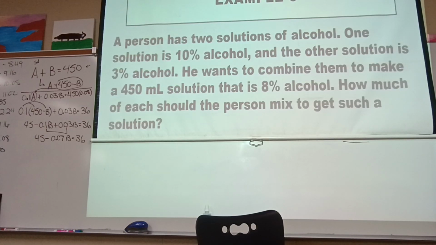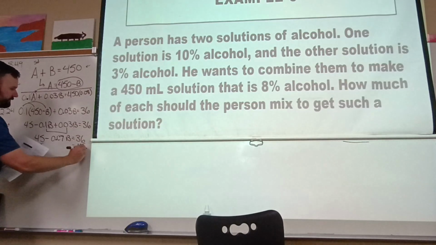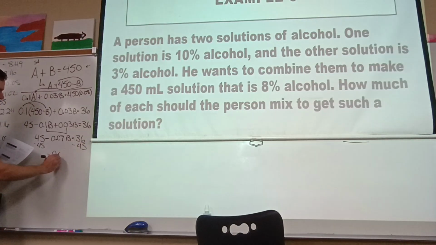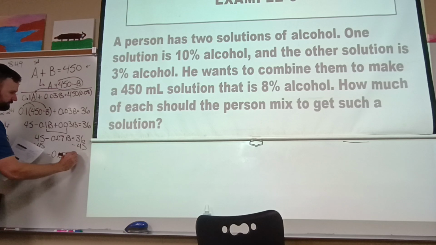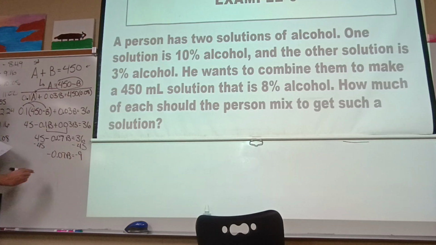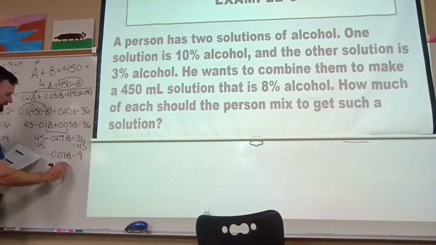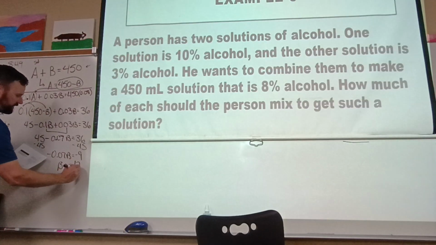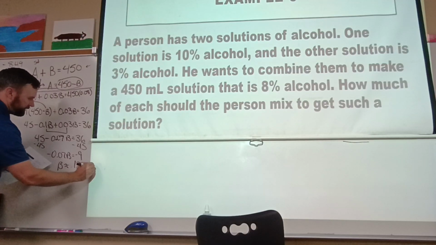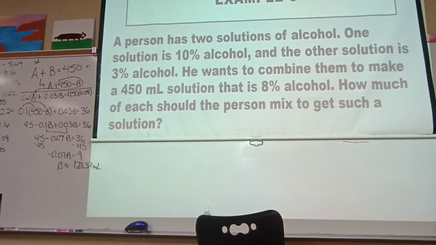I write all this stuff down before I do it, and then I just, because when I subtract this, it becomes negative. Divide by negative 0.07, I get B is approximately 128.57 milliliters. I put approximately because you do have to round. It's scary stuff when you're dealing with solutions, but I'm sure we'll be okay.